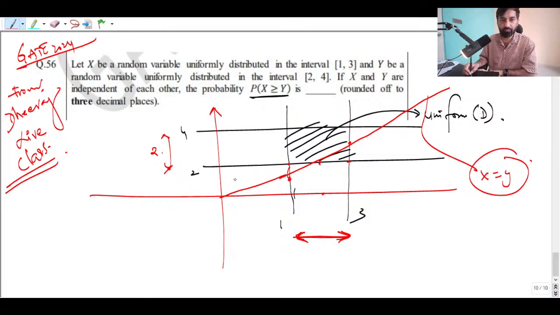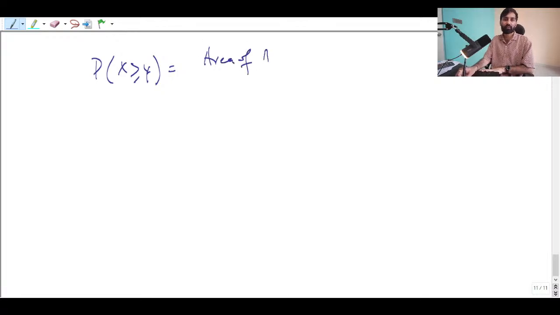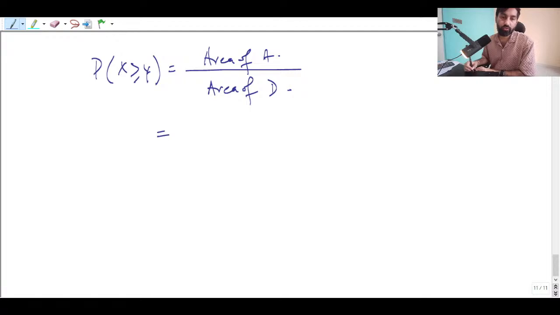So you can say that this point is 2, this point is 3. They are asking you to compute x greater than y, which means this region, which is A. So the probability of x greater than or equal to y is going to be equal to the area of A upon the area of D. Already we have discussed this concept. So it was a very simple question.